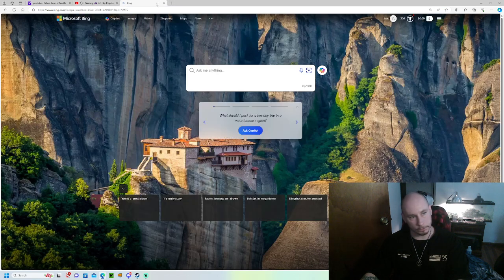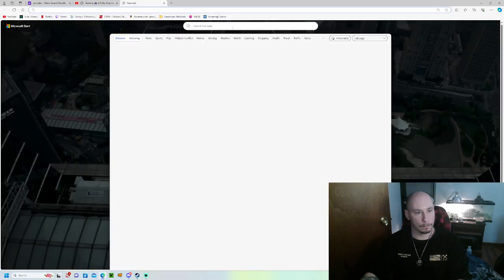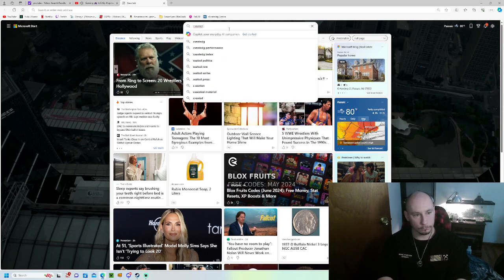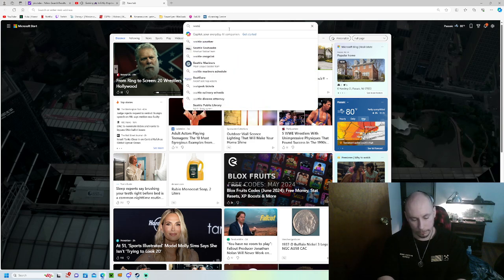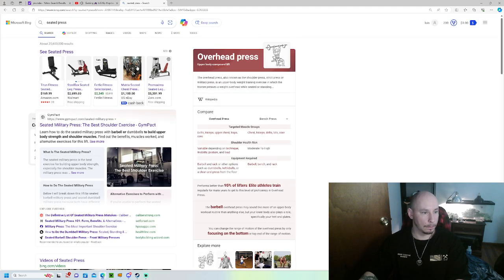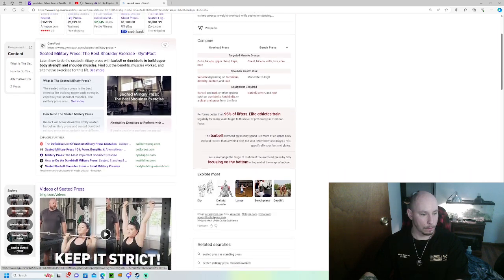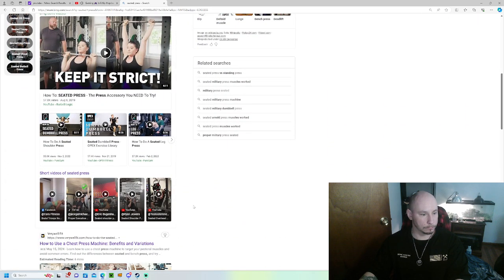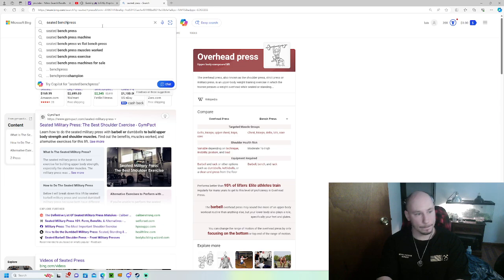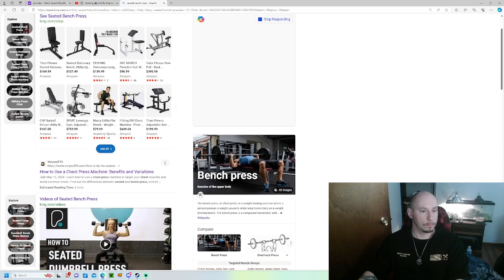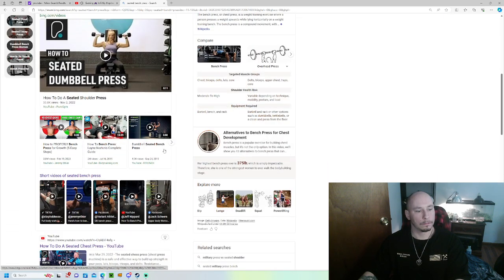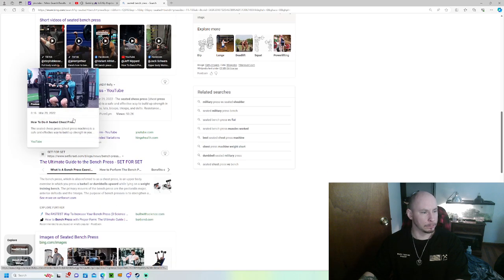And for other exercises, you have like the press, like a seated press. That's not what it says. Nope, that's a seated arm press. Seated bench press. That's a bench press, that's not a seated press. It's pretty much that machine.